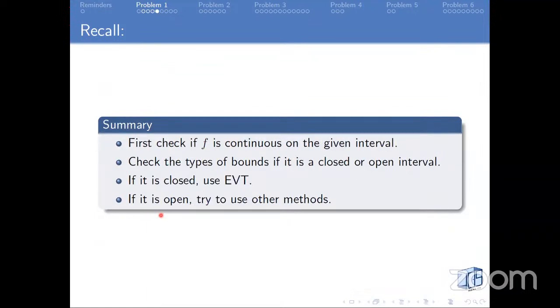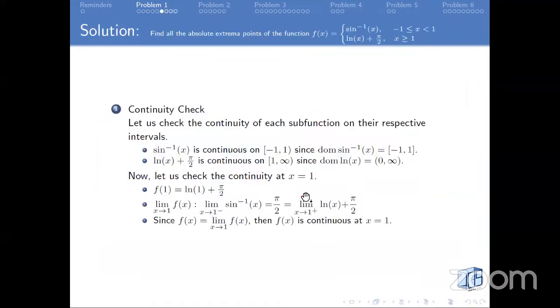So to summarize, first, check if f is continuous on the given interval. Check the types of bounds, if it is a closed or open interval. If it is closed, use the extreme value theorem, or if it is open, try to use the other methods earlier mentioned. So to find the continuity of the piecewise function f of x, let us first analyze if these two pieces of the piecewise function are continuous within their own domains.